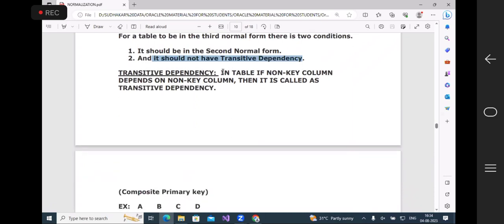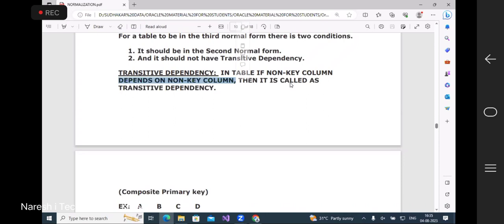Transitive dependency is nothing but, in a table, if a non-key column, meaning a non-primary key column, depends on another non-key column. Understand now? A non-primary key column depends on another non-primary key column, then we call it what now? Transitive dependencies. If these two columns depend on each other, then the columns are called what now?